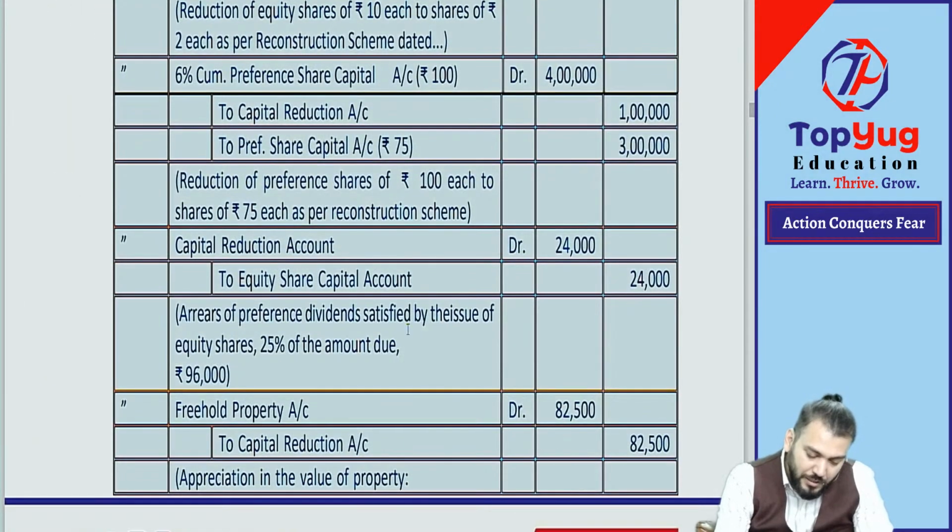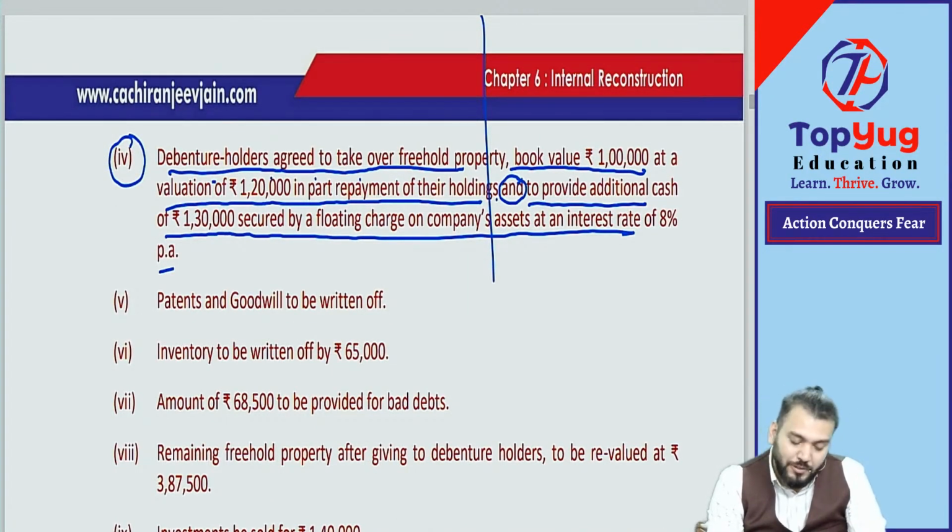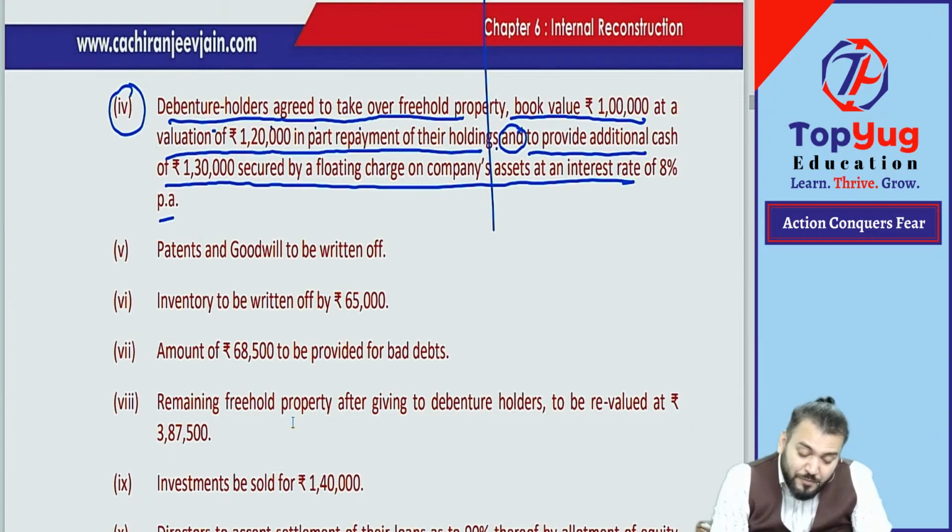What is that? Now, patent and goodwill to be written off. We write off patent and goodwill. Inventory written off by 65,000. We write off that also. Amount of 68,500 to provide for bad debt. Means we need to create one provision for doubtful debt. That also we will do. Remaining freehold property after giving to debenture holders to be revalued at rupees 3,87,500.